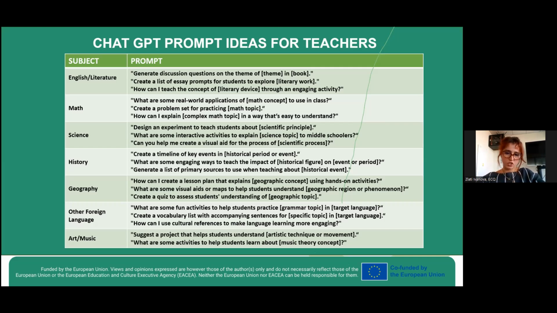If you teach other foreign languages, you can use it, for example, to create a vocabulary list with some sentences for a specific topic. You can actually tell them, you know, I am teaching B2 level in French, and I need you to create a vocabulary list for going to a restaurant, and then you can have that. If you teach art and music, they can suggest projects that can help students understand a certain artistic movement or technique, or they can give you ideas on activities to help students learn about certain musical theory.